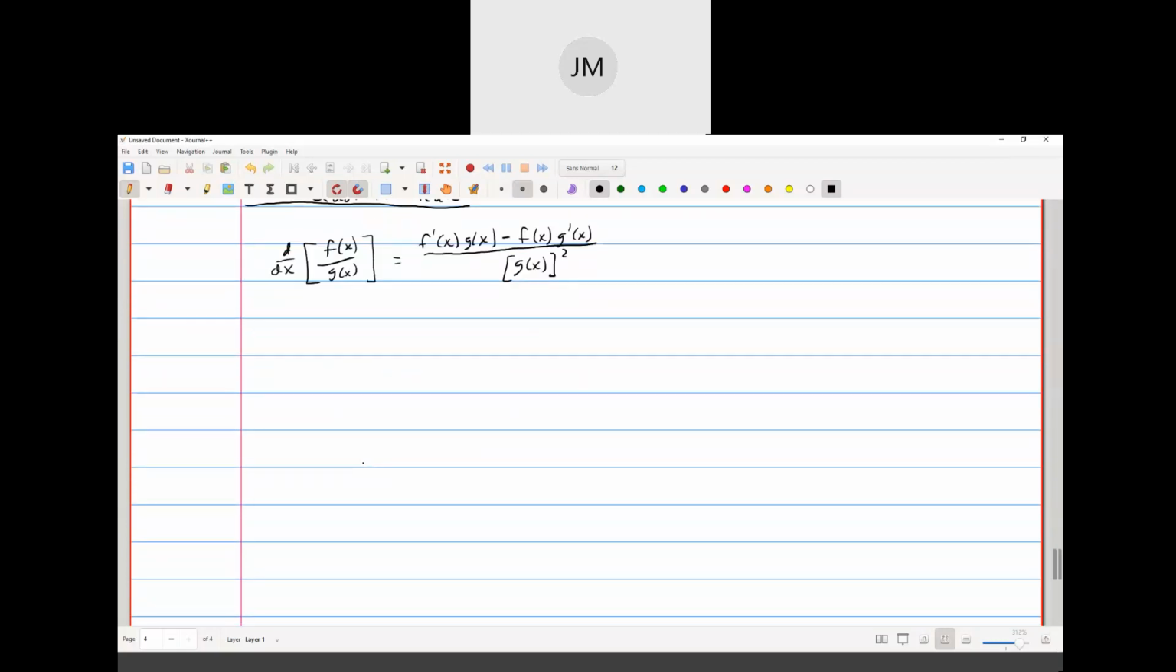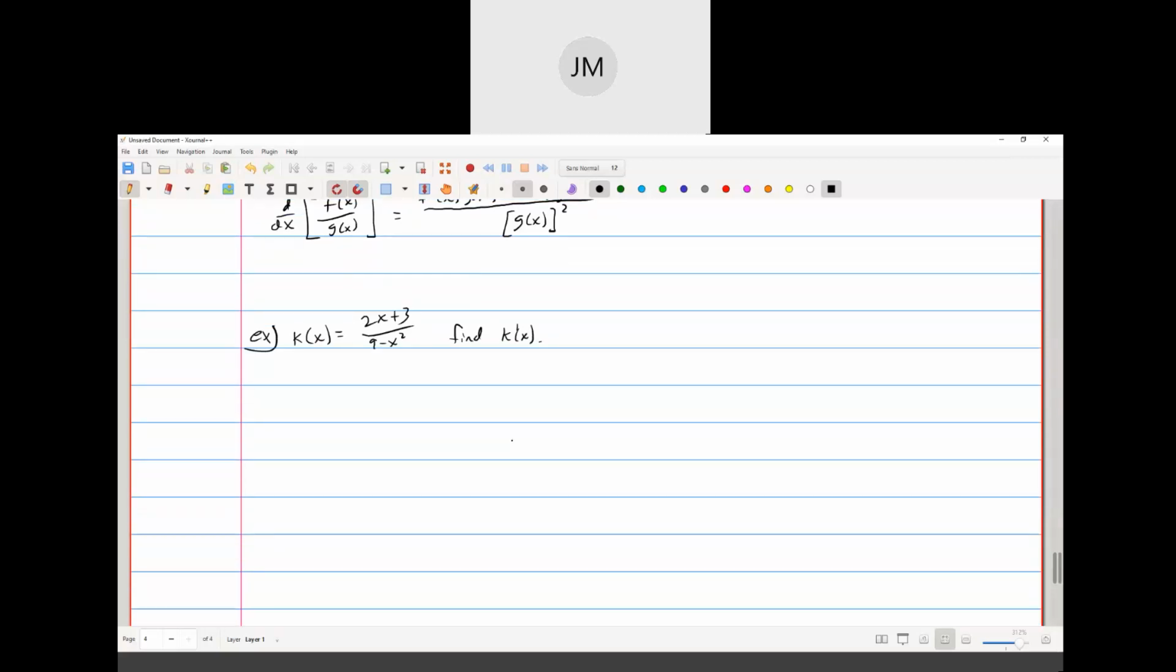What I want to do is maybe focus on some examples. Okay. So let's say that k of x is 2x plus 3 over 9 minus x squared. Find k prime of x. All right. One of the ways that you can break this up is to label the pieces. The numerator you could label as f, and the denominator you could label as g. And in this case, that works out pretty neatly because my function isn't called f and it's not called g.